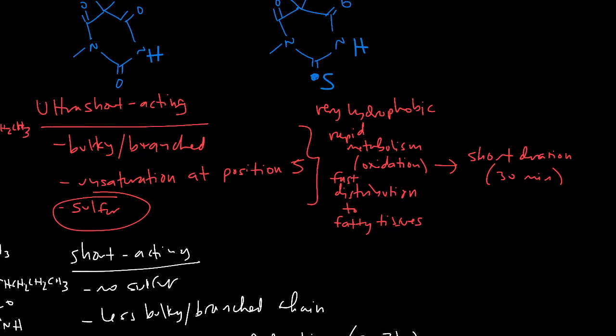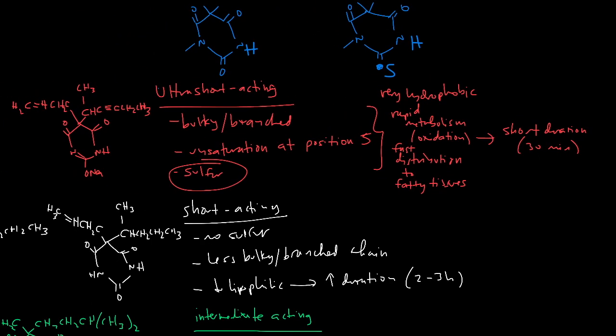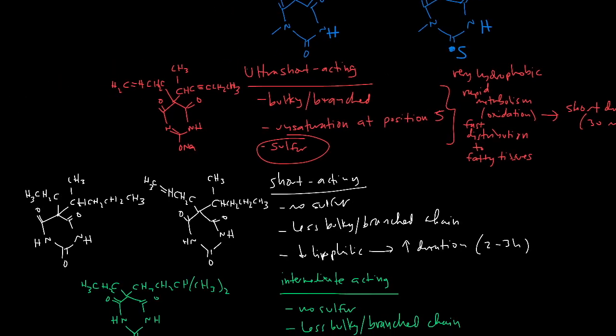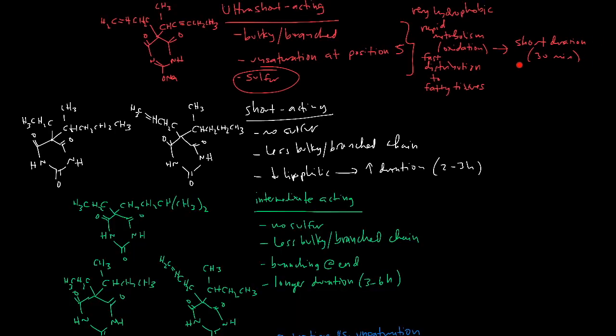Let's see. So your ultra short acting molecules have bulky or branched groups, unsaturation at position 5, and they have the sulfur. So if they have a sulfur, you definitely know it's ultra short acting. These are very hydrophobic. They're rapidly metabolized. Therefore, they have a short duration of action of 30 minutes. And they have fast distribution to fatty tissues because they're very hydrophobic.